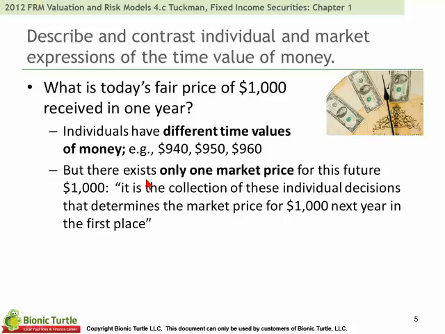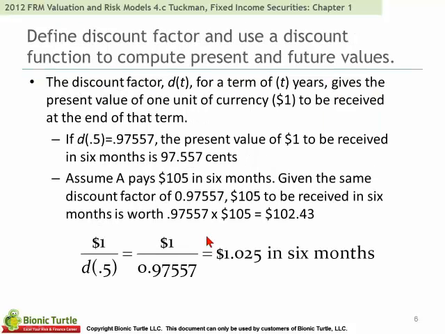However, and this is the second point, and really the more important one for our purposes, there ought to exist only one market price for this future $1,000. Quote, "It is the collection of these individual decisions that determines the market price for $1,000 next year in the first place." And now, this time value of money concept and discounting, a couple of useful terms, tools if you will.